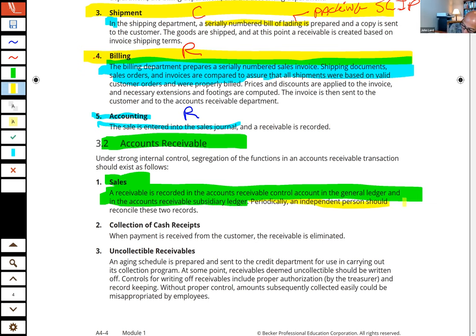Periodically, an independent person should reconcile these two records. When they say an independent person, you can flashcard that. They are not talking about the auditor, okay? Even though in the real world, we're the only true independent person in the room, they're talking about somebody independent of this process of recording into the subsidiary ledger and the general ledger. They're probably talking about the internal audit department.